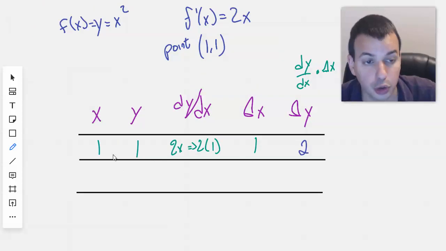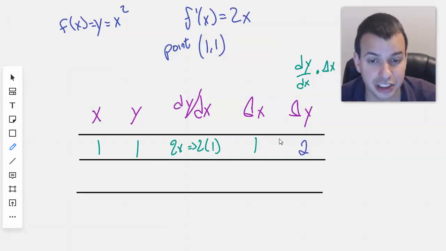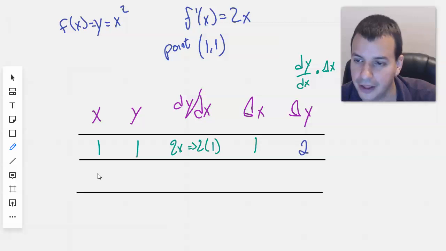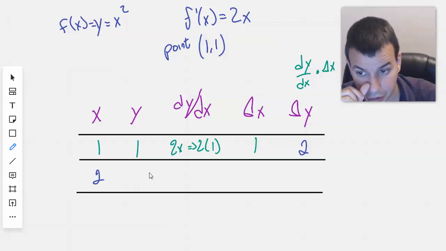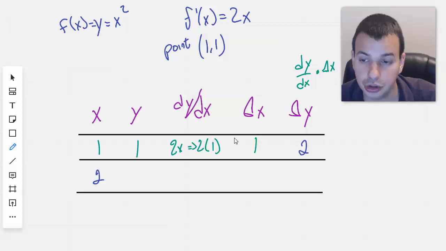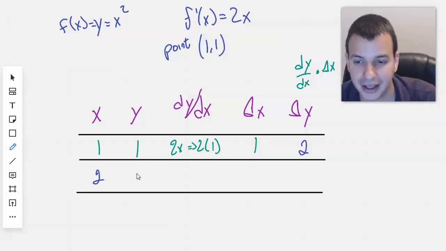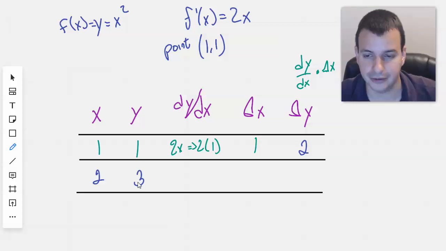So we know our first point was 1, 1. We knew the change in x is 1, so this will be 1 plus 1, which is 2. The change in y is 2, so we do 1 plus 2, that gives us 3.